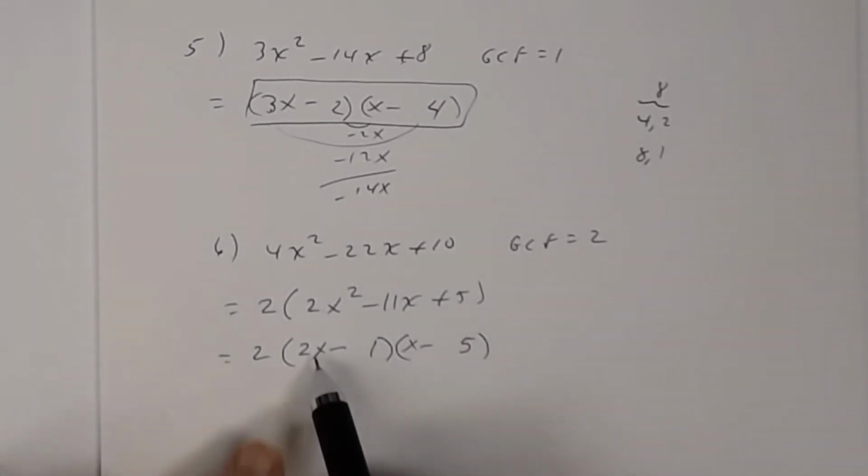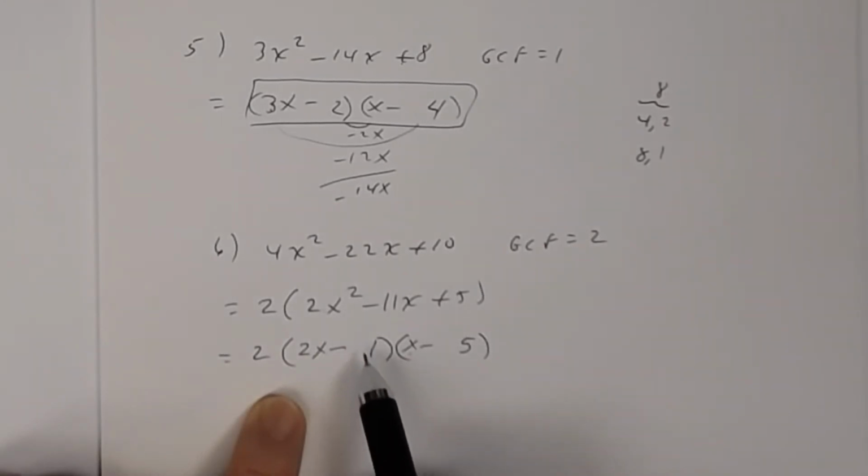And then let's check. 2x times x, 2x squared. A negative 1 times a negative 5, a positive 5. The outer is a negative 10x. The inner is a negative 1x. You get a negative 11x.